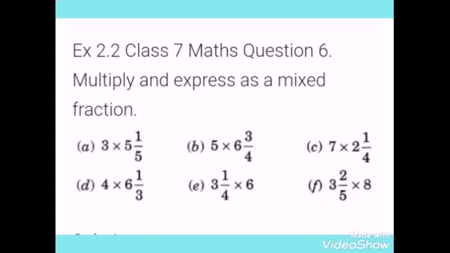Next, question number 6. Multiply and express as a mixed fraction. So from A to F subdivisions are given here. We have to solve one by one and we have to find the answer. At last we have to convert into a mixed fraction. Here the question is also given in a mixed fraction. So in the question itself we have to convert into improper fractions and then we have to multiply as we multiplied in the third question, and then we have to find the solution. With the help of the solution we have to convert into a mixed fraction.